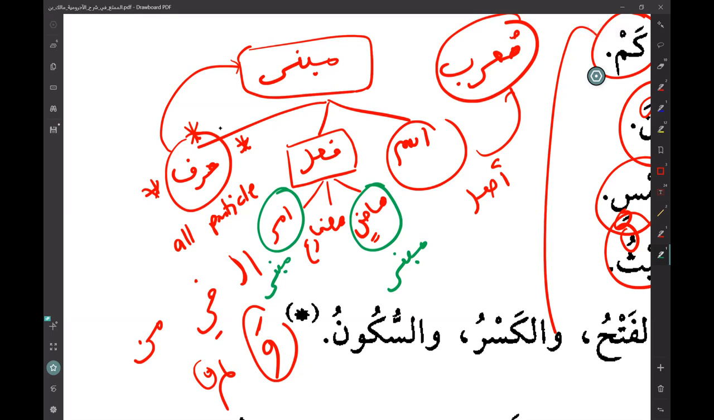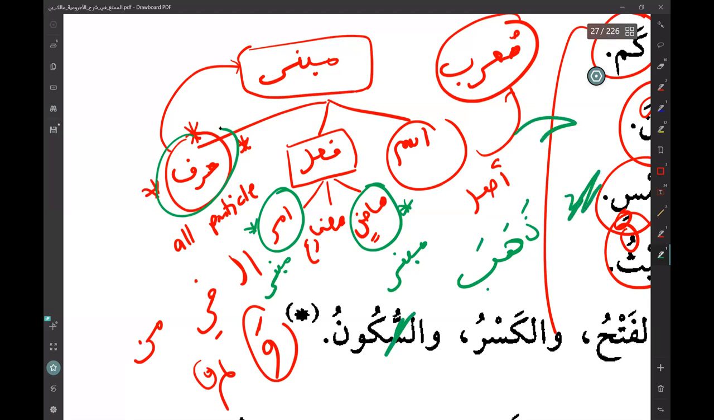So when we study mabni, we have to know what are the mabnis. Number one is harf. Harf is mabni, very easy. Most of the fi'l are mabni, because just think about the madi, the past tense, and the command verbs, they are mabni. Meaning the word will not change. When you say dhahaba, nothing can come here or here that would change the dhahaba to dhahabu or dhahabi. Nothing.